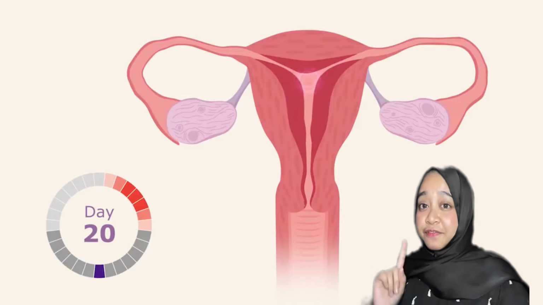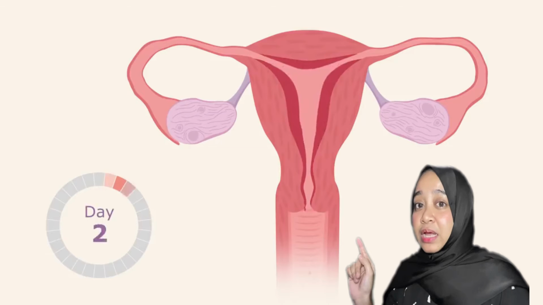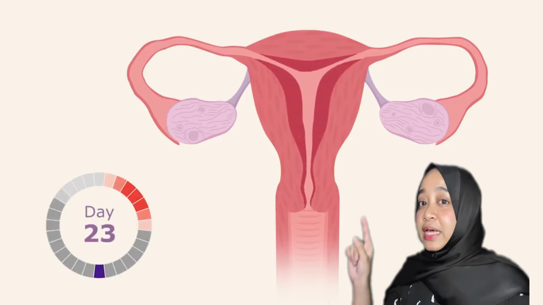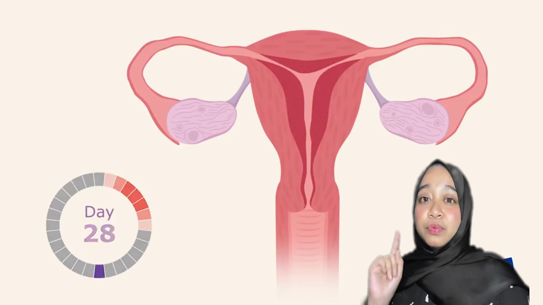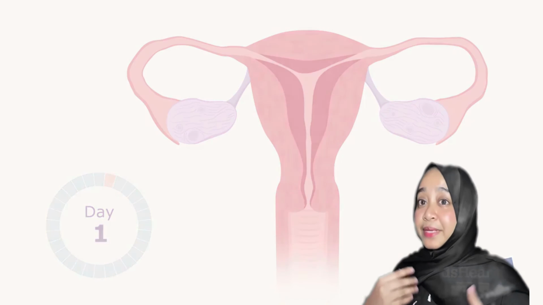If the egg is not fertilized, the woman is not pregnant and the egg will begin to dissolve. Because the woman is not pregnant, the lining of the uterus is not needed, and she will have her monthly period and the cycle will begin again.